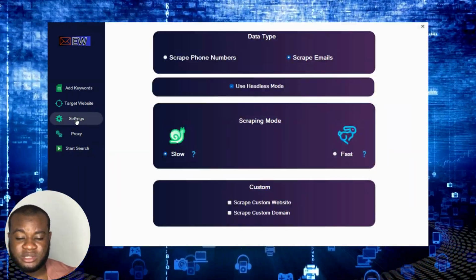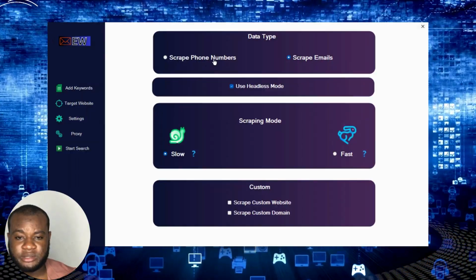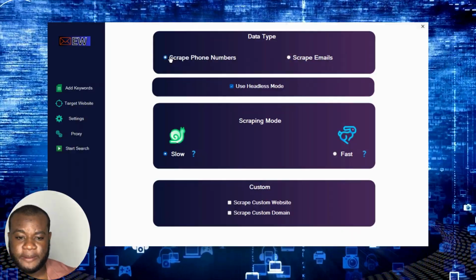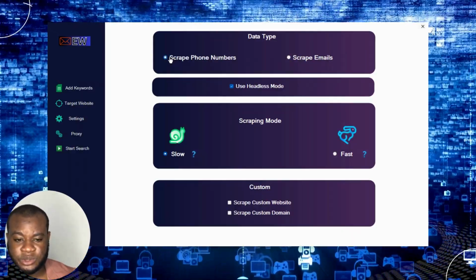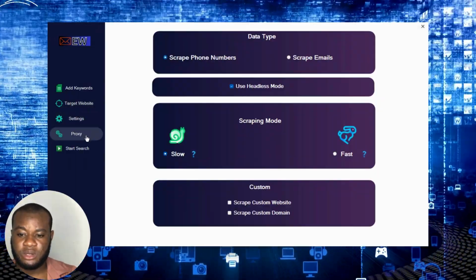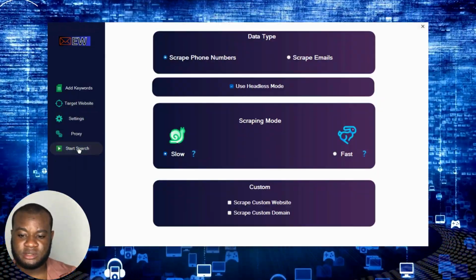Click Setting to decide if you are going for email addresses or phone numbers. In this one, I'm going to start with phone numbers, and later I'm going to come back to switch it to email addresses in this video. So stay tuned. Next step, you just click Start Search.